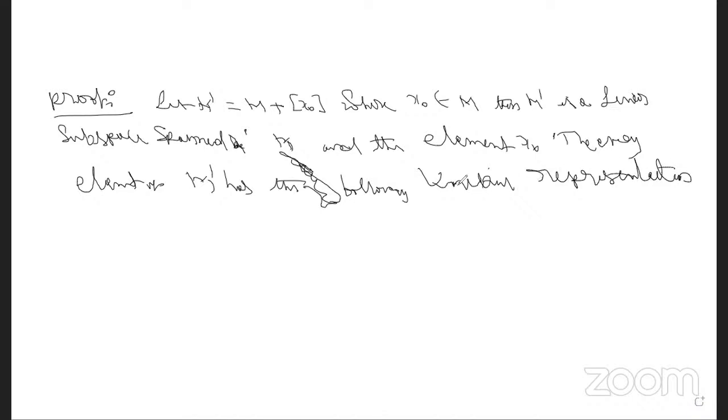That means x equal to m plus alpha x naught, where alpha is real. Real means nothing but scalar. So small m belongs to capital M. Define f on M dash as follows.